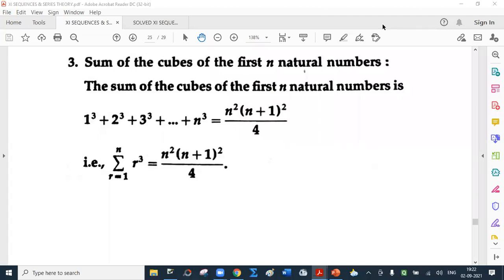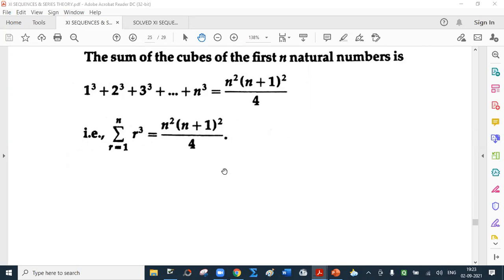Now, sum of the cubes of first n natural numbers, that is 1 cube plus 2 cube plus 3 cube up to n cube, we have to prove that it is n square into n plus 1 square by 4. You may observe that the right hand side is square of what? n into n plus 1 by 2. Right? This is just a coincidence. We cannot draw any conclusion from this. Now using sigma notation, sigma r cube is this.